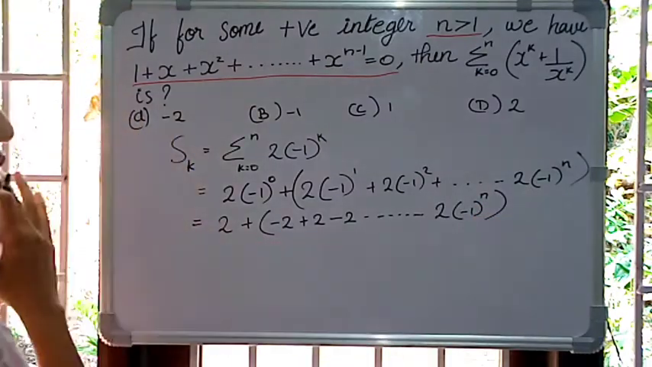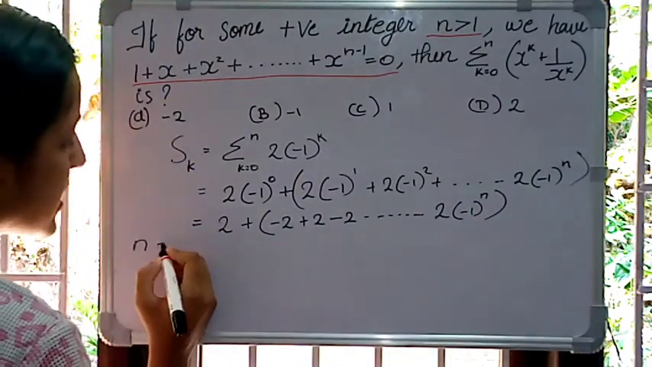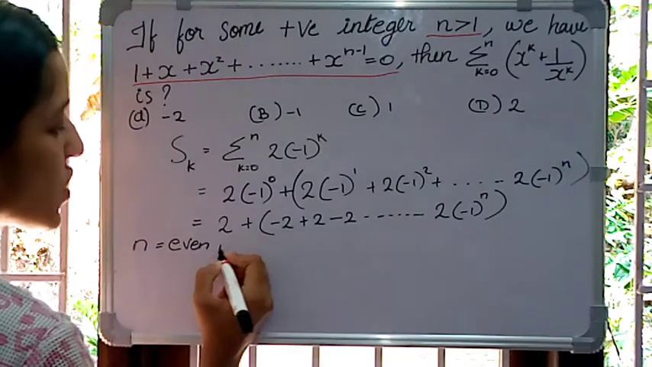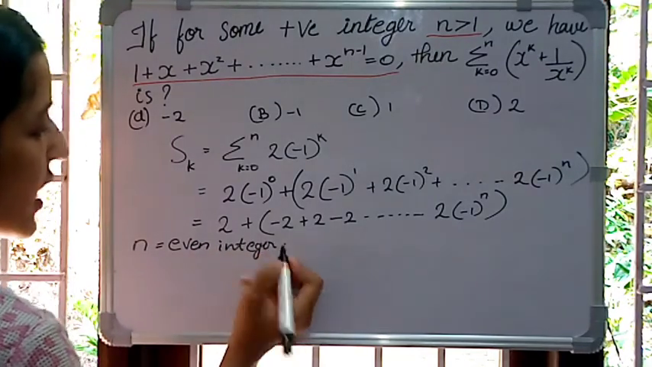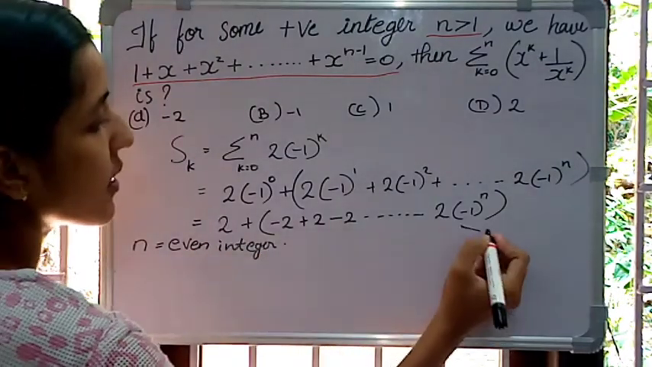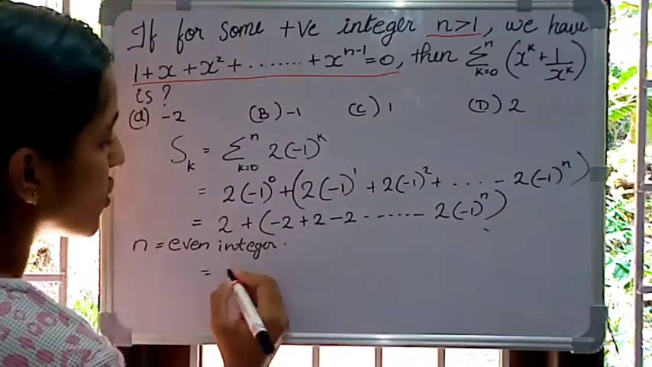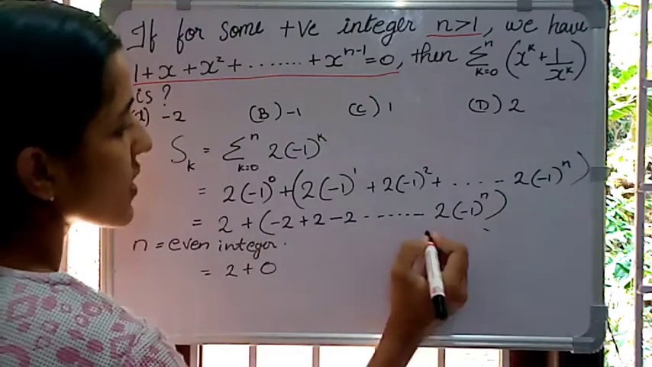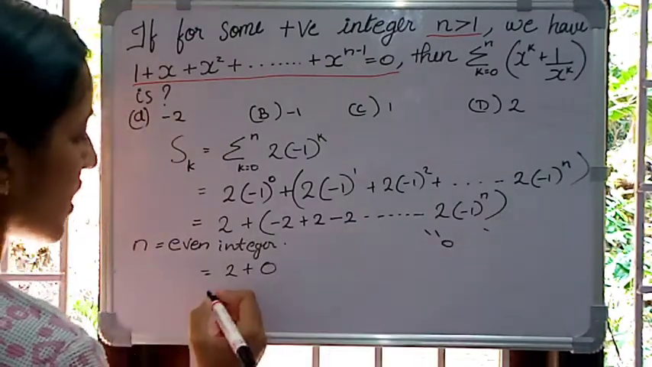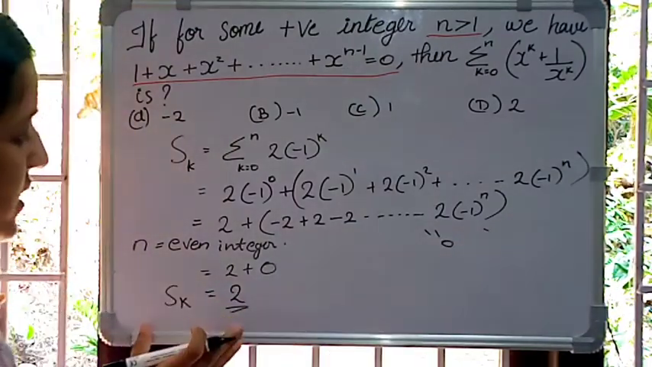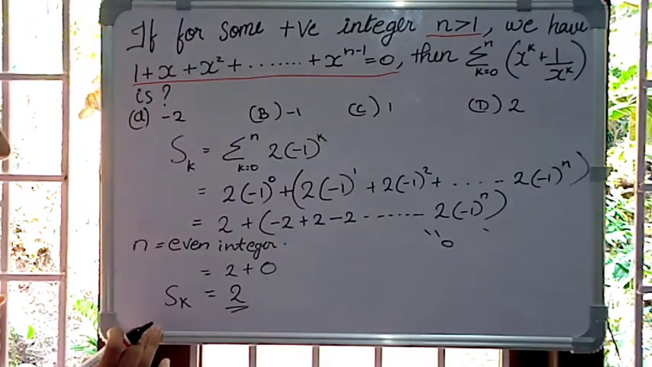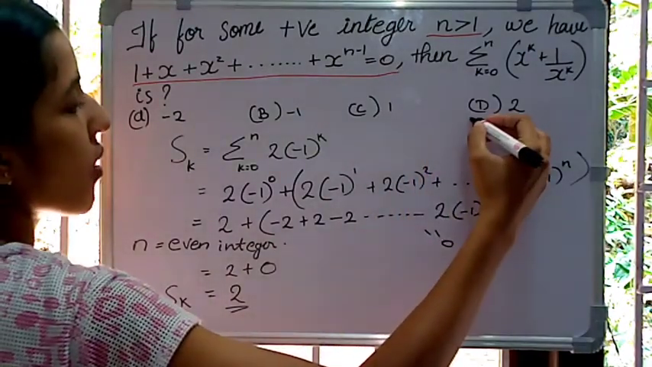So as we have already written that n value is an even integer, hence this entire term will get cancelled with each other. Thus we'll get it as 2 plus 0, since this term becomes 0. So the answer will be 2. Thus the value of Sk is 2. Then the option D is the correct one.